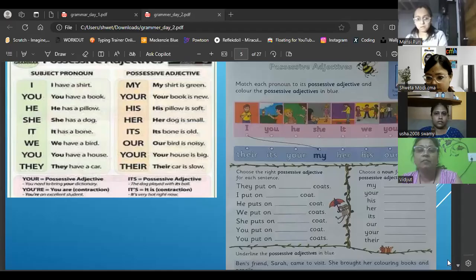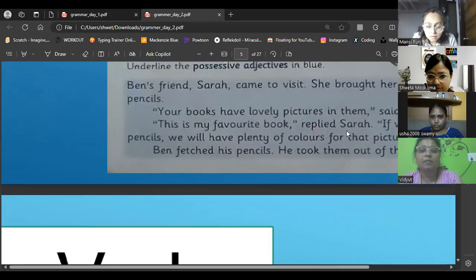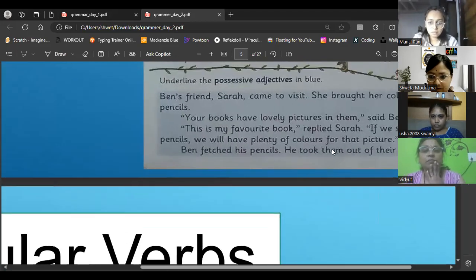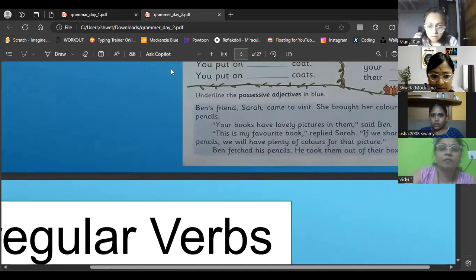Also, I'll show one resource which I have made. Now, I'm giving you 2 minutes, and this is the worksheet. Can you find the possessive adjectives here? You have to underline the possessive adjectives. I'm just coming, give me a minute. Till then you can discuss.